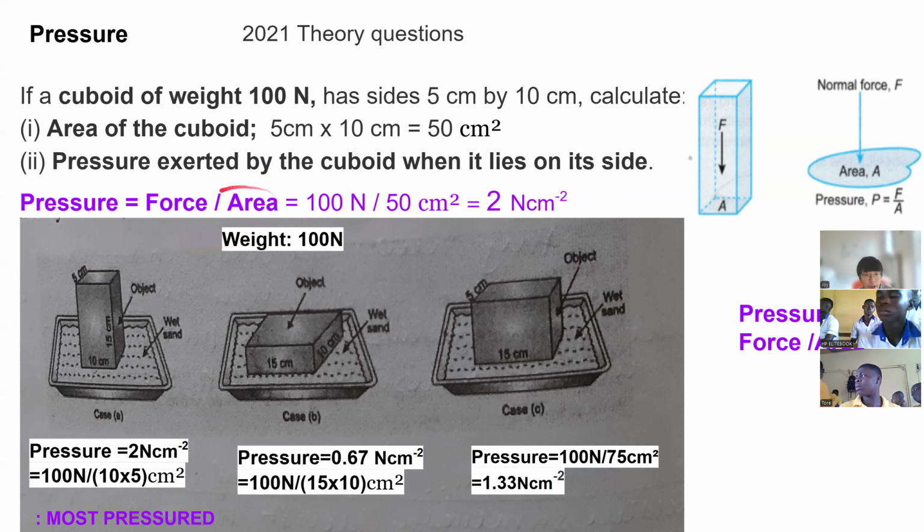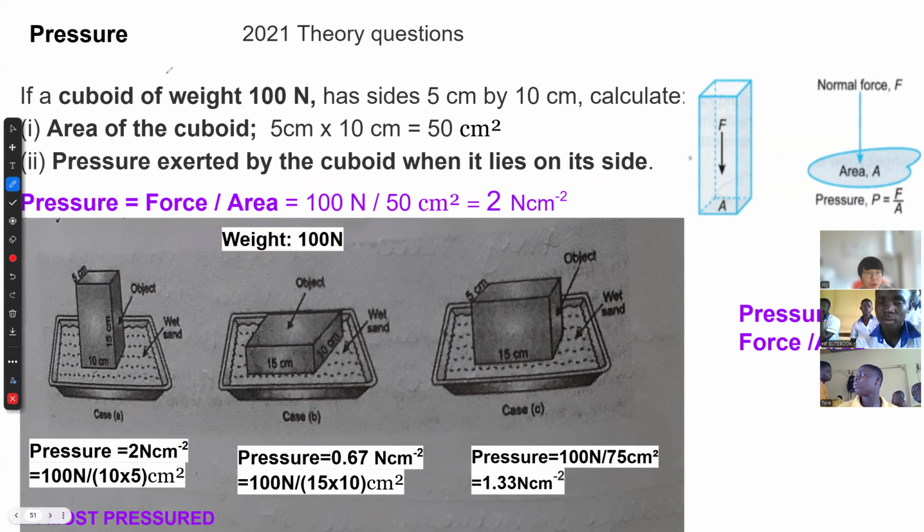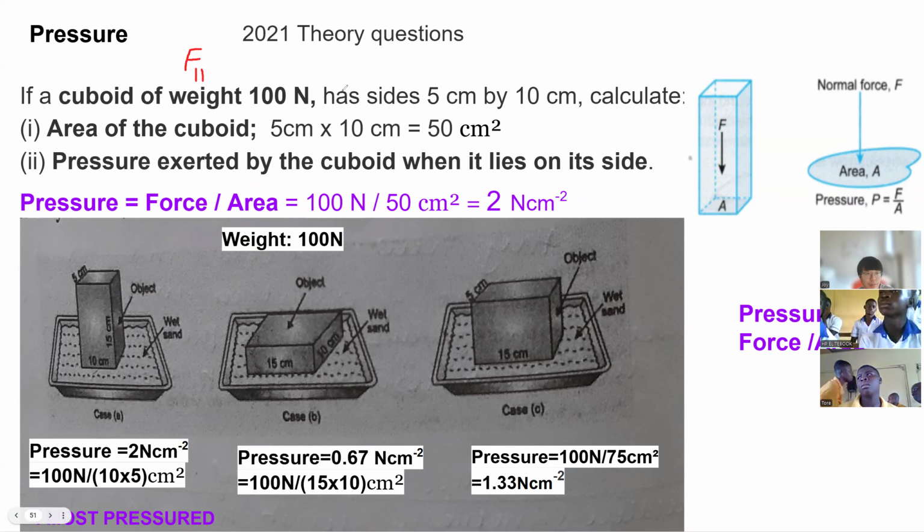We have force over area. We have a force of 100 newtons, because always remember weight equals force, because it's the gravitational force. And divide that by area, which we found to be 50 centimeters squared. And you get 2 newtons per centimeter squared. And this is the pressure, this force over area.